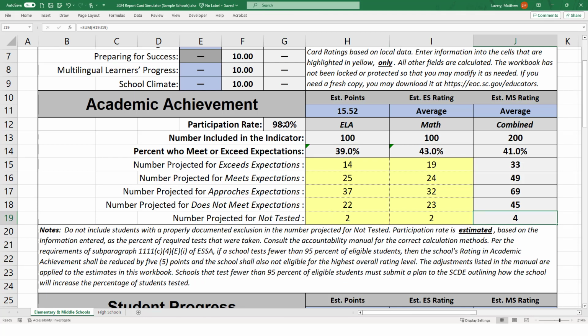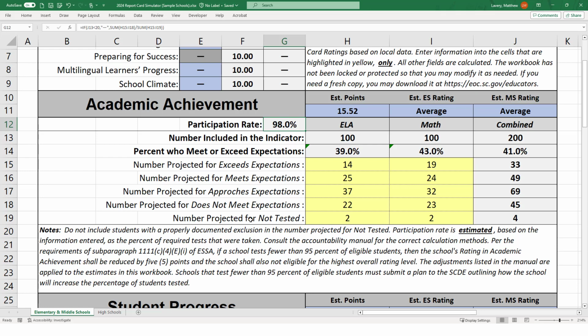Now that the data is entered, you can see that my participation rate is 98% because I have 2 ELA tests that were not taken and 2 math tests that were not taken. A quick note about the participation rate. Participation is calculated as it's described in the accountability manual. That means that if one of these students took the math test and one of these students took the ELA test, then the participation rate would actually be higher because both of those students would be considered participants.